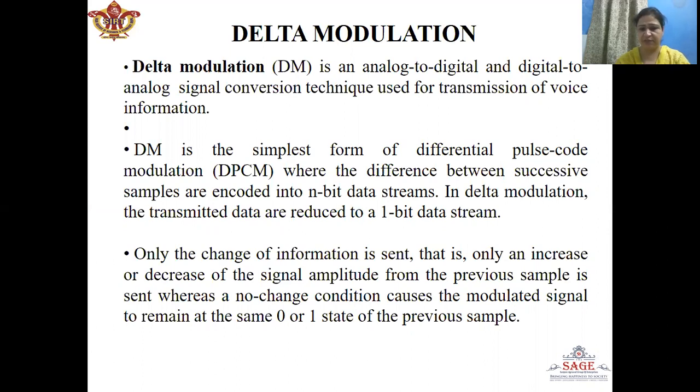Only the change of the information is sent, that is, only the increase or decrease of the signal amplitude from the previous sample is sent, whereas a no-change condition causes the modulated signal to remain at the same 0 or 1 state. If the incoming sample is greater than the previous sample approximation, then bit 1 will be transmitted. Whereas when the incoming sample is less than the previous sample approximation, bit 0 will be transmitted. So only a single bit will be transmitted, that is either 1 or 0.